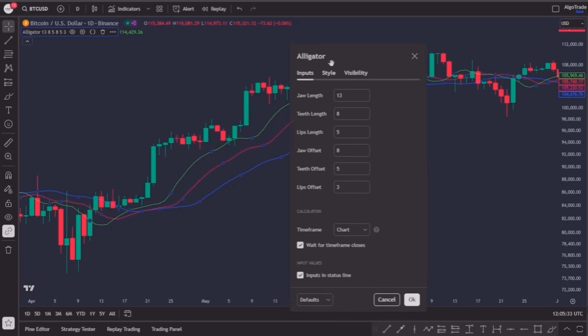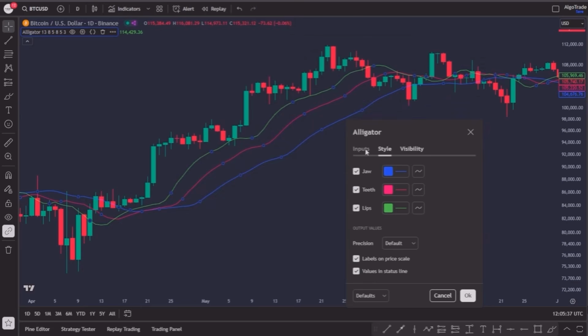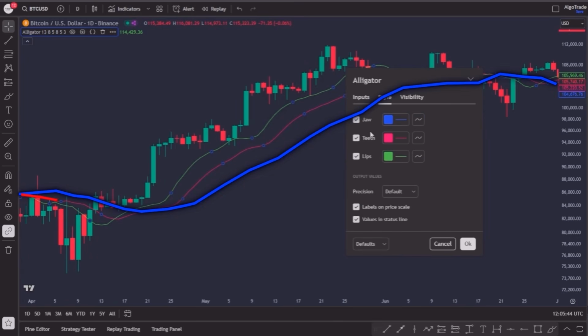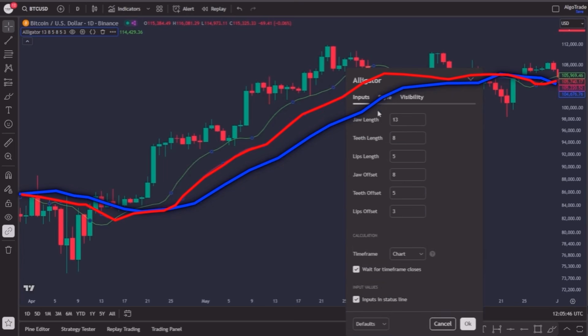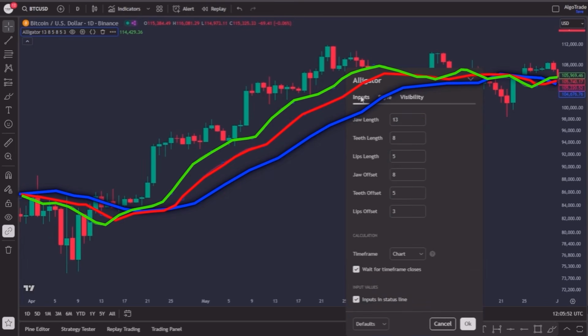This indicator consists of 3 smoothed moving averages shifted into the future. The jaw, the blue line, a 13-period SMMA, shifted 8 bars ahead. Then the teeth, the red line, an 8-period SMMA shifted 5 bars ahead, and finally the lips, the green line, a 5-period SMMA shifted 3 bars ahead.